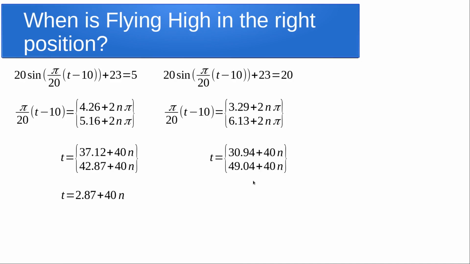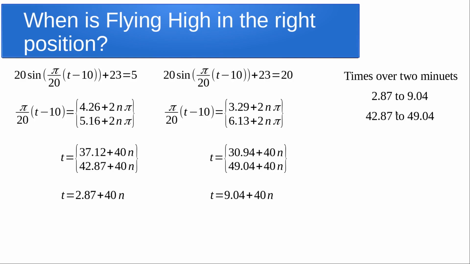We'll do the same thing here, but this time we want the very first time that we get to 20 meters. So again, maybe it's 30, maybe it's 49, but if n was -1, well, that time's not valid, but this one is at 9 seconds, so it must be the 9-second time. So what are the times over 2 minutes? Well, we've got 2.87 to 9.04, and then we're going to add 40 seconds on because we've got a period of 40 seconds. We've got these ones, we've got these ones, and no more, because after that it's more than 2 minutes.